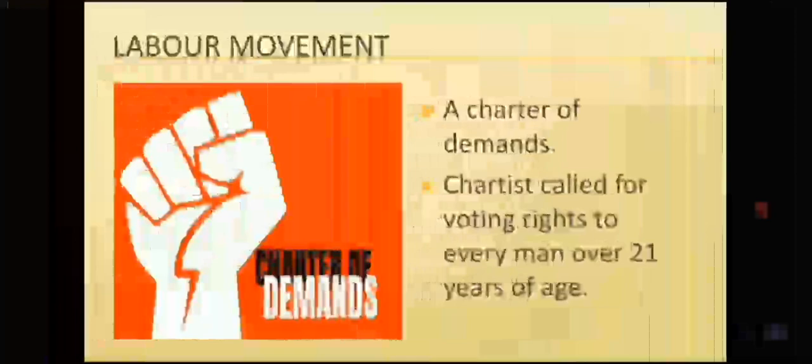The Chartists called for voting rights for every man over 21 years of age, secret ballot, that is voting, abolition of property qualification for members of Parliament, annual parliamentary elections, and equal representation. These were their demands.